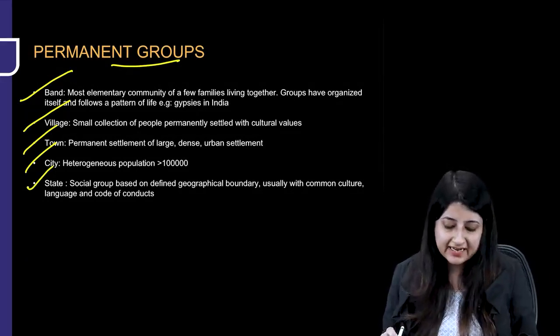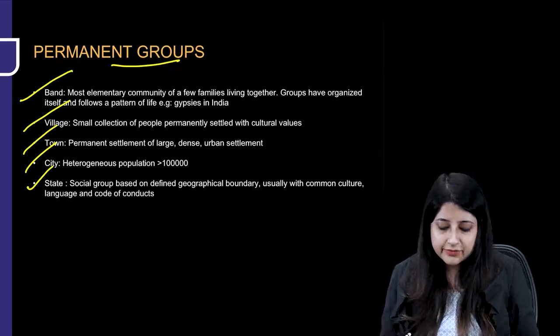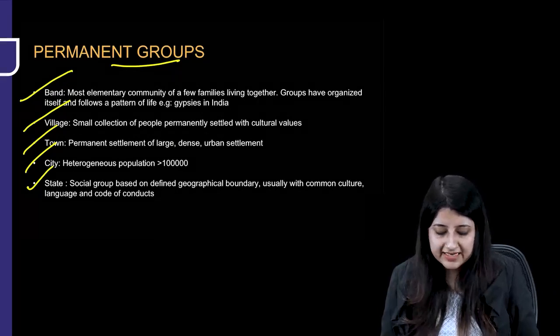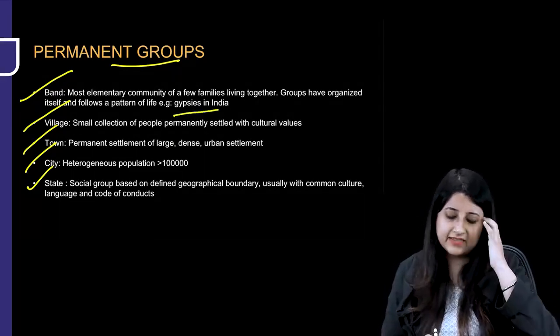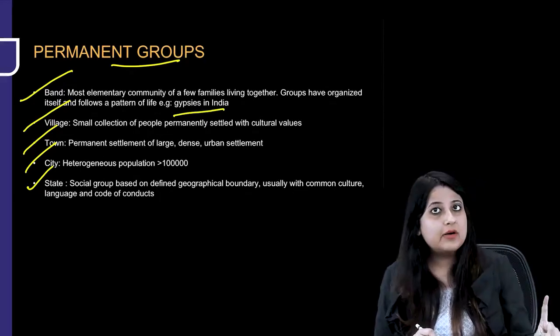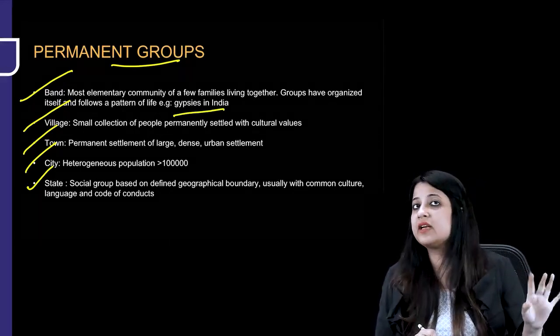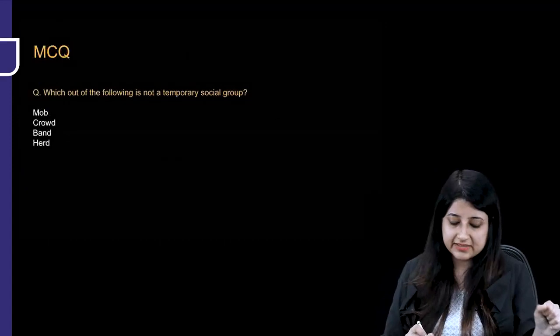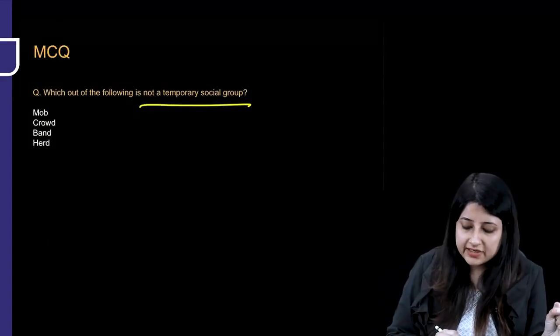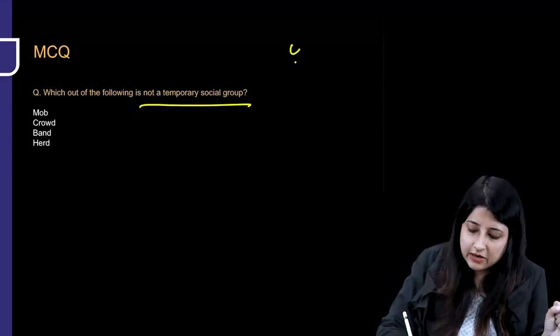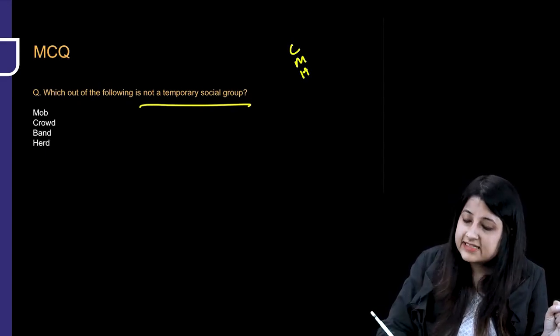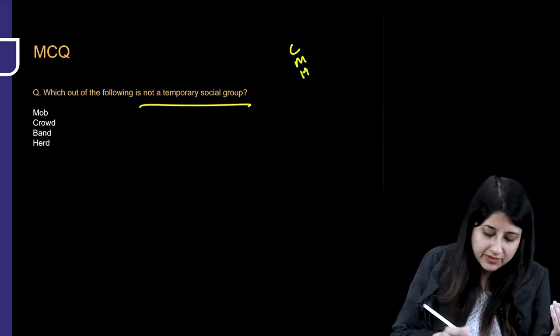Just know what a band is. The most elementary community of a few families living together, they have organized themselves and they follow a pattern of life. Example, gypsies in India. So remember the temporary groups and the permanent groups, they can come in your exams. See which of the following is not a temporary group. Like I said, crowd, mob, herd. Okay, CMH, whatever way you want to remember.